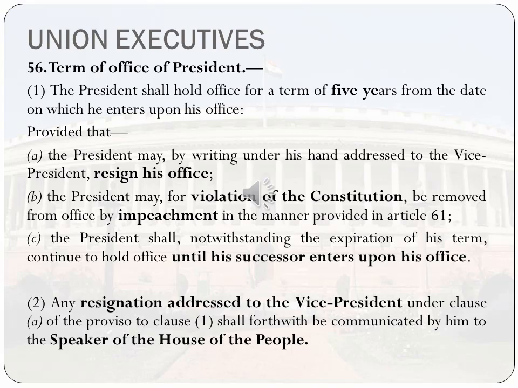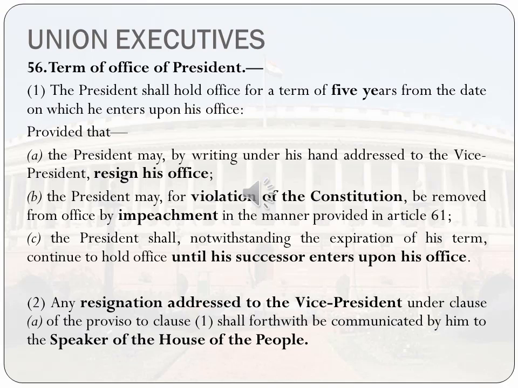Second condition is, for the violation of the constitution, he can be impeached as per Article 61. If there is violation of the constitution by the president, then there is a chance for his impeachment and removal from the office of the president as per Article 61.